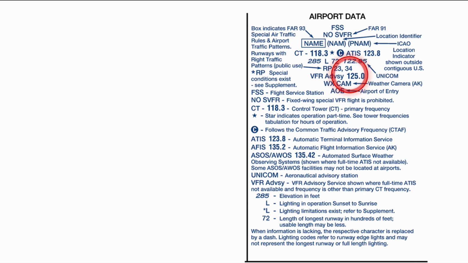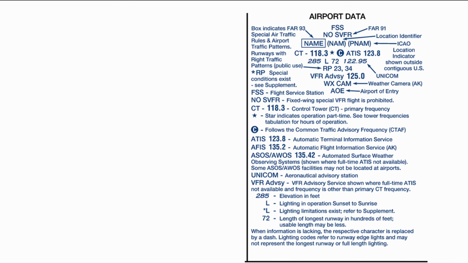VFR advisories can be picked up on 125.0, and there happens to be a weather cam, and this is an airport of entry. You'll get really comfortable at your home airport. I recommend pick random airports in your area or even throughout the country. Try to decipher what this information is telling you, and it's guaranteed that you're going to be asked this on your check ride and even the written test.